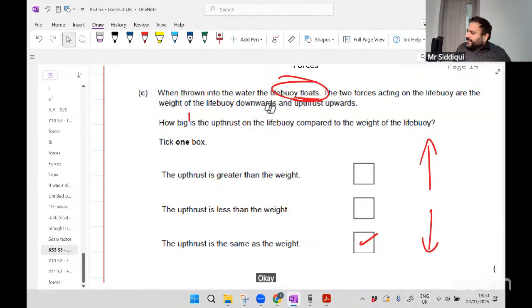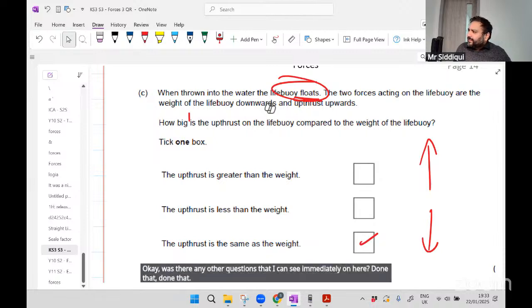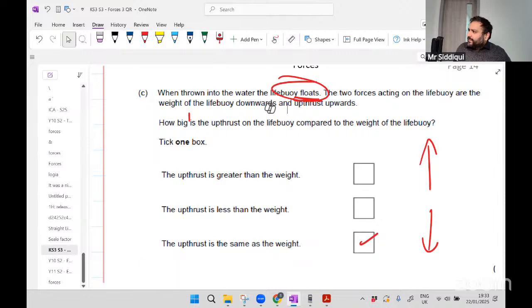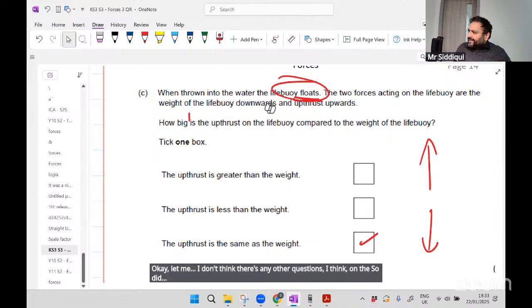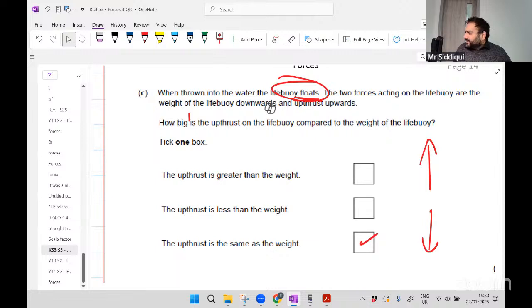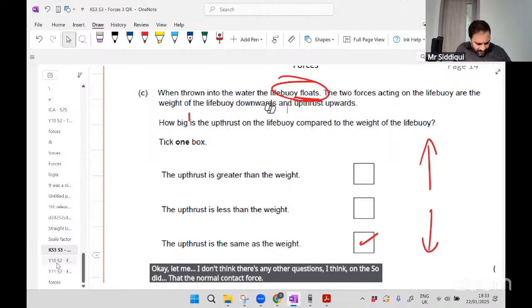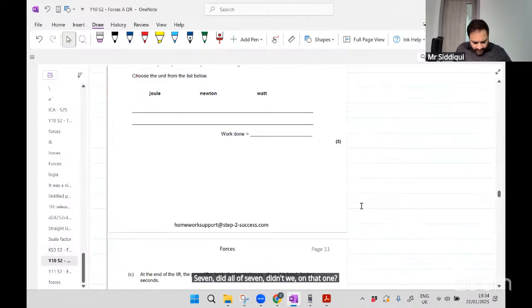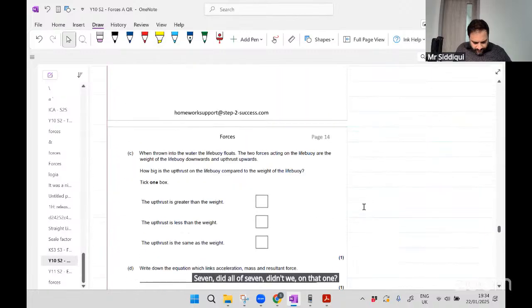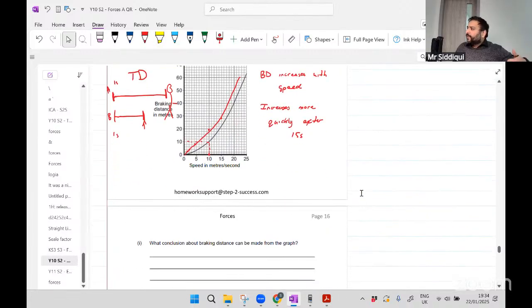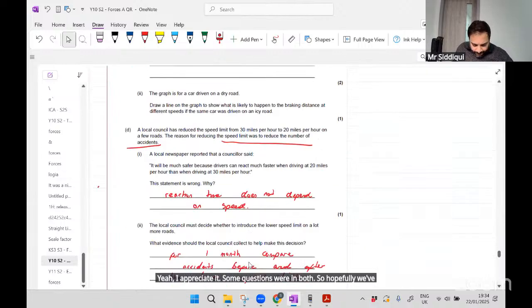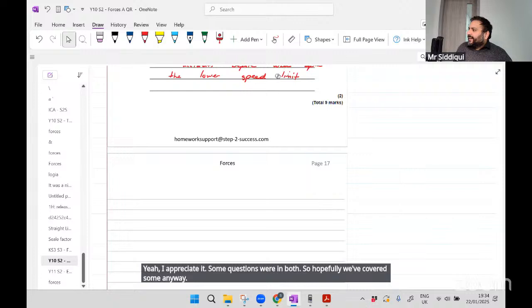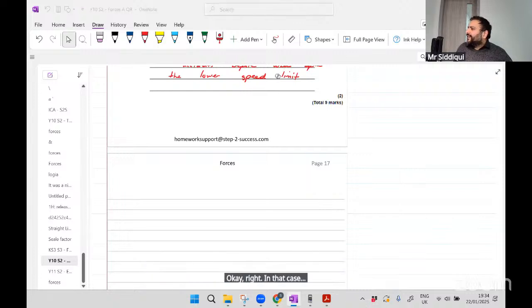Okay, was there any other questions that I can see immediately on here? Done that, done that. I don't think there's any other questions. Did normal contact force. Seven, did all of seven, didn't we, on that one? I appreciate some questions were in both, so hopefully we've covered some anyway. Okay, in that case, make sure that nobody else has added anything.